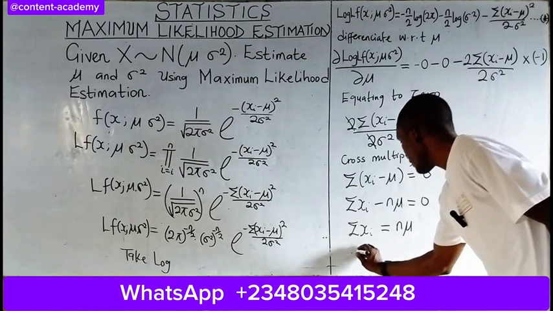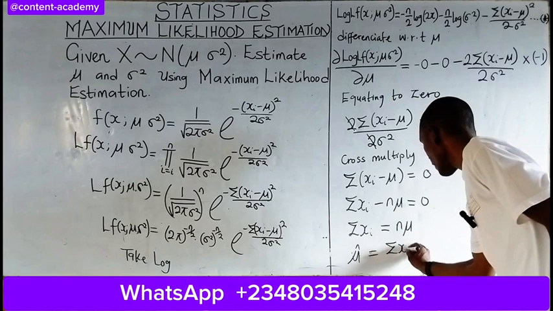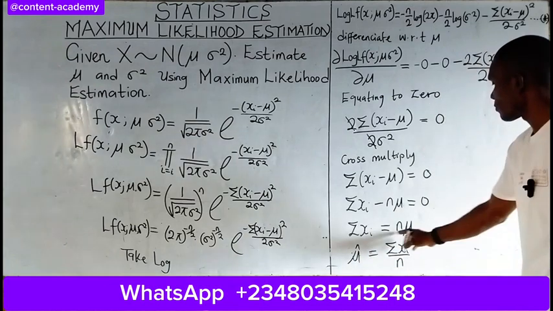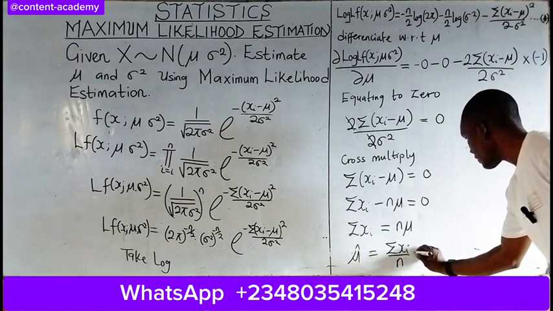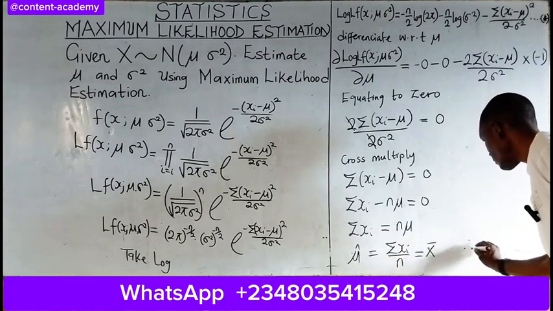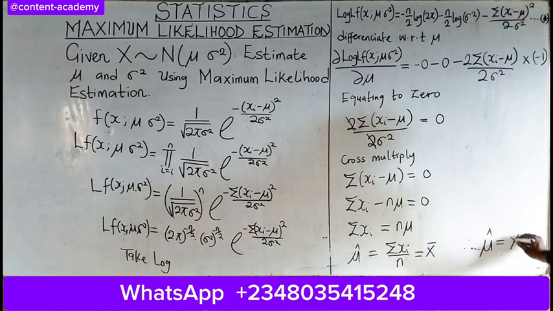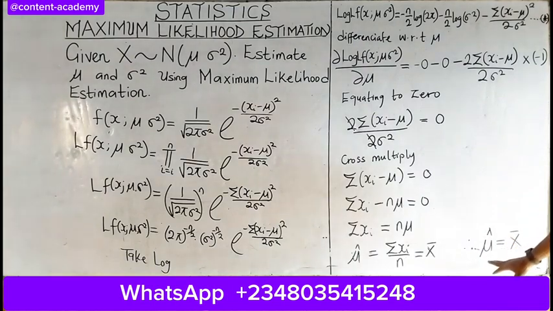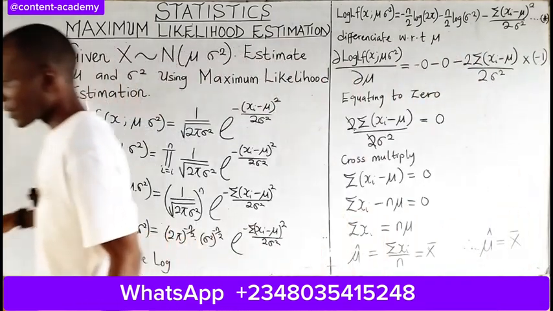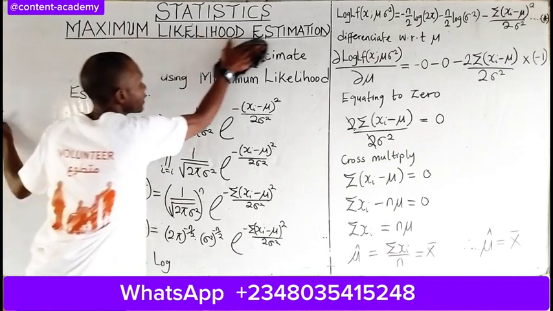It means that our mu estimate is equal to summation of xi all over n. If we divide both sides by n, we get this. And we all know that this is equal to x bar. So therefore, our mu is equal to x bar. We have succeeded in obtaining the mean. Now we are to obtain the variance. So let's come over to this side to obtain our variance.